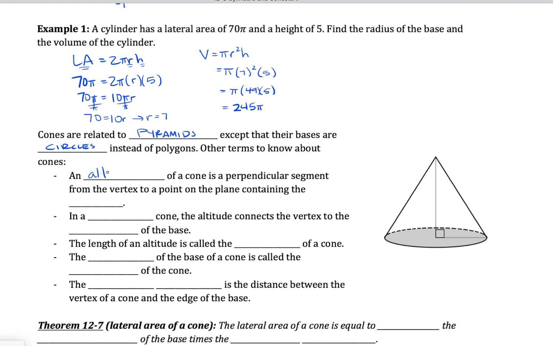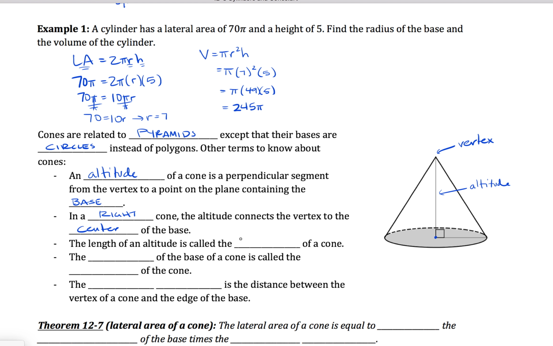An altitude of a cone is a perpendicular segment from a vertex to the point on the plane that contains the base. Now, all we're going to be looking at are right cones. And in right cones, the altitude goes from the vertex, right? This point was the vertex in a pyramid. It's also the vertex in a cone. The altitude of a right cone is going to go from that vertex to the center of the base. So you can see this segment right here, which is going from the vertex down to this point that's the center of the base. That is the altitude of the cone.